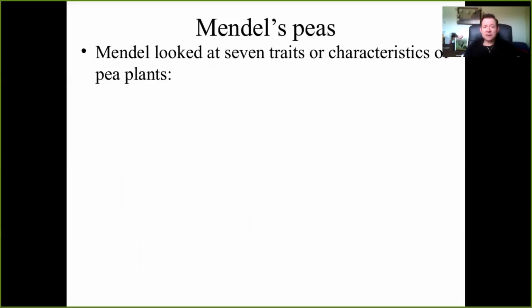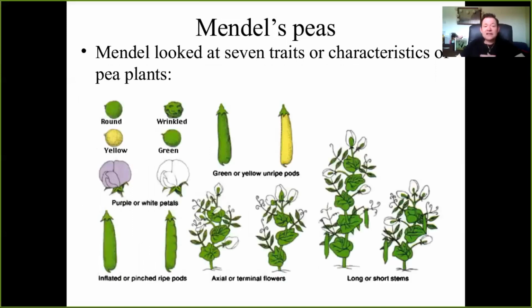So, Mendel's peas. Mendel looked at 7 traits or characteristics of pea plants. And these are those. Were the peas round or wrinkled? Were they yellow or green? Were the flowers purple or white? Inflated or pinched ripe pods? Green or yellow unripe pods? Axial or terminal flowers? Long or short stems? So he looked at purebred versions of the plants that had one of these two traits.